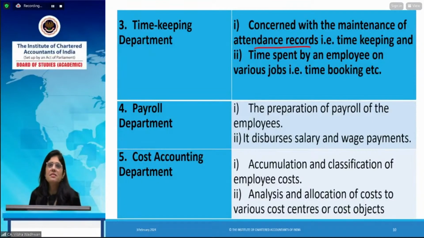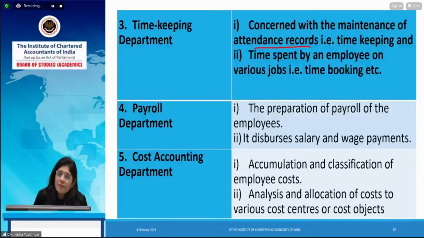Let us say he's there in the organization from 9 to 5. So during these 8 hours, how he has spent his time. Both records are being kept by the timekeeping department. Clear? Payroll department, of course, gives you the salary. The payroll department will get the information from all the departments regarding how much time they have spent and what work they have done. And accordingly, they will calculate your salary and wages after giving certain deductions.